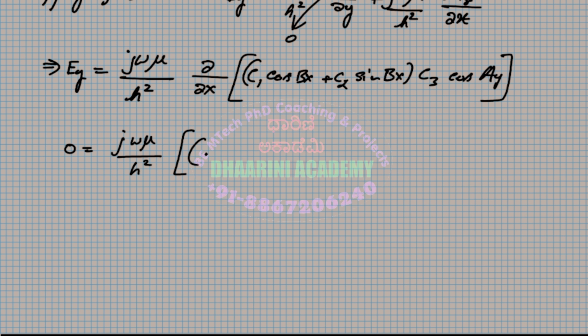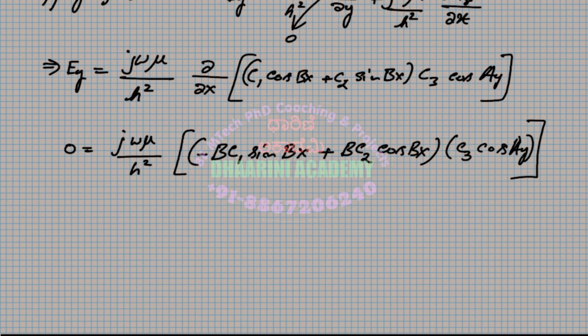The first term is minus b into c1 into sin bx. Are you okay? Plus the next term, sine differentiation is cos, so b c2 cos bx. That's the first term. The second term remains as it is, no change. So that is c3 cos ay.